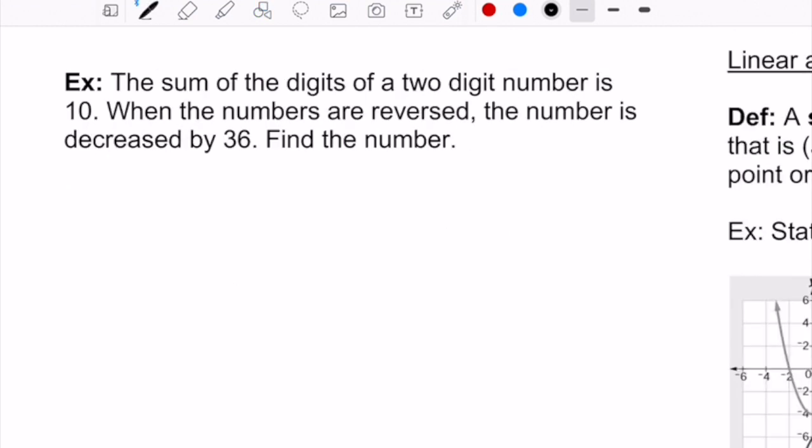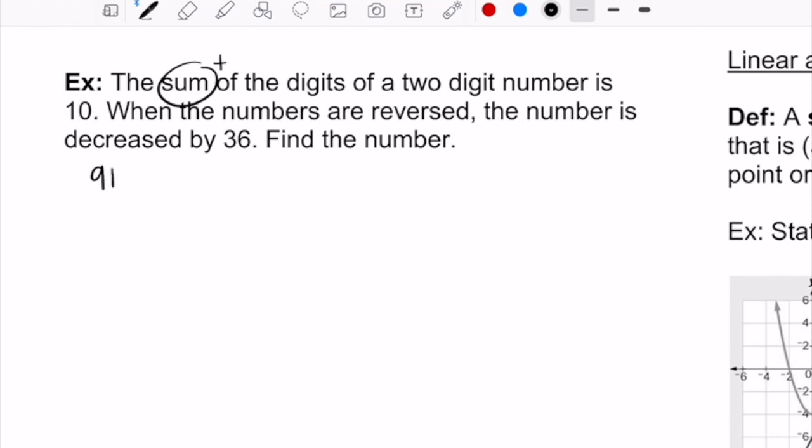The next example is tricky, because although it could be represented by a system, the system would be nonlinear, and we haven't covered solving nonlinear systems algebraically in this course. The question says that the sum, so you're adding, of the digits of a 2-digit number is 10. So when you add up the first number and the second number in the number, you get 10.